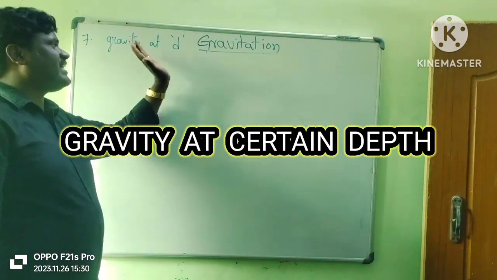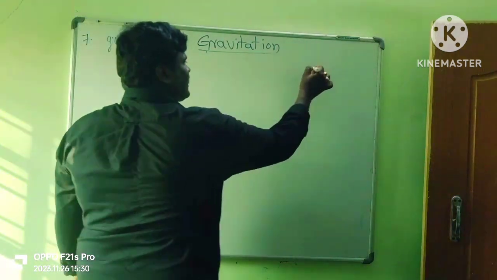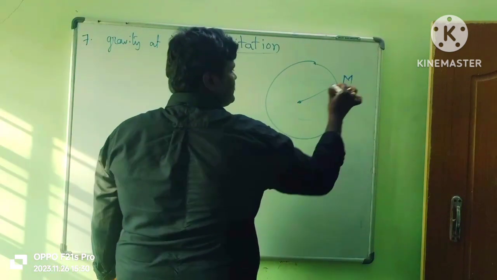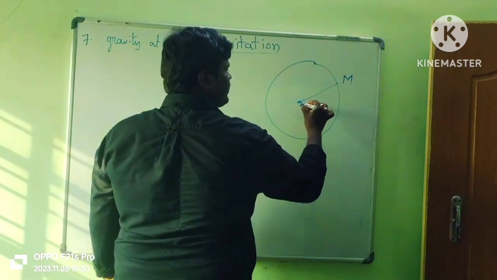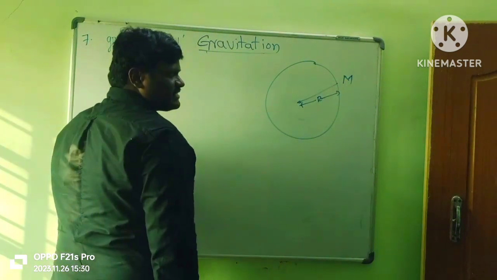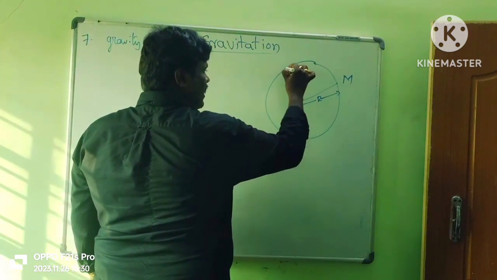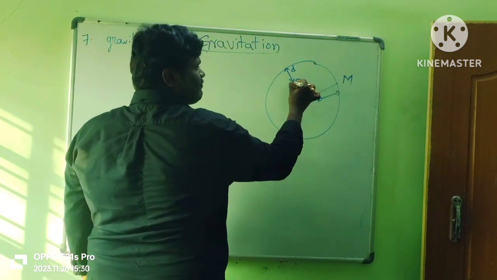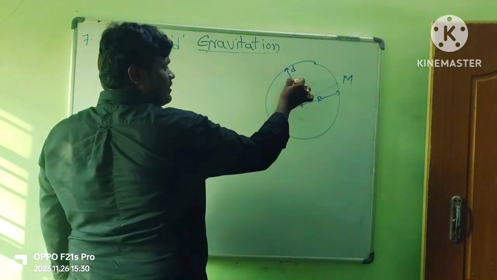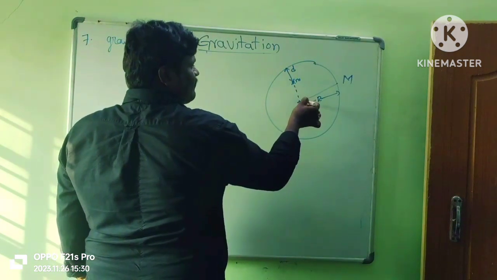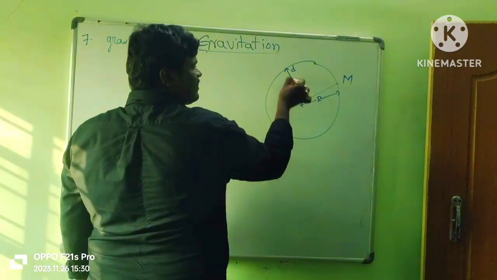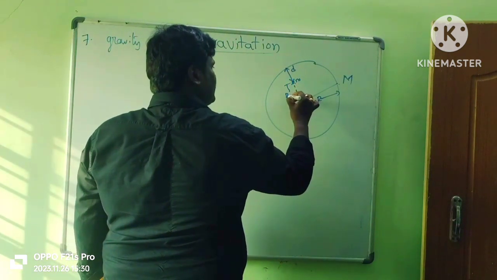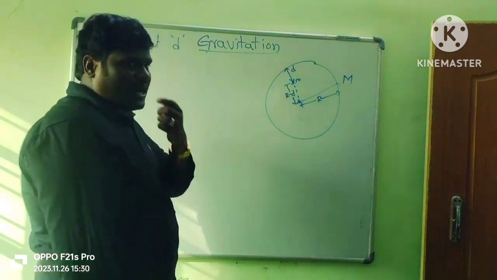How to find the gravity at depth D? Now see, I consider the earth of mass M and radius R. Earth mass is M and its radius from the center to the surface of the earth is R. But here I consider at D depth a small point mass m. At D depth the object is kept. Now from here to here the distance is R, from here to here it is also R. But now it is D, so from here to here it is R minus D.